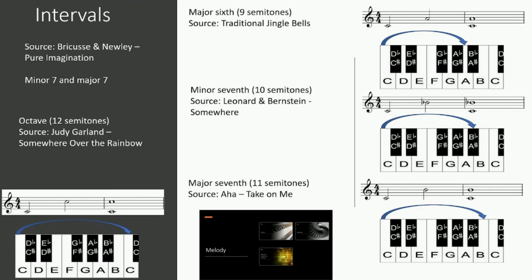But for GCSE, when analyzing set works, intervals will be pointed out, whether part of a melody or part of harmony. So it is important that you understand the name of the interval and associate it with that particular number of semitones. So please do make sure you understand that.